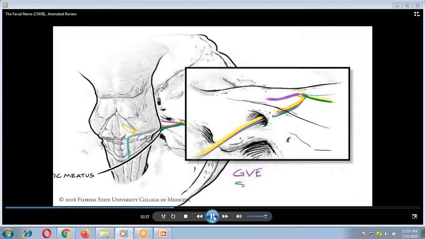The GVE, SVA, and GSA components are grouped together as the nervus intermedius. As I already told you, the nervus intermedius is everything except the SVE, that is, the special visceral efferents.